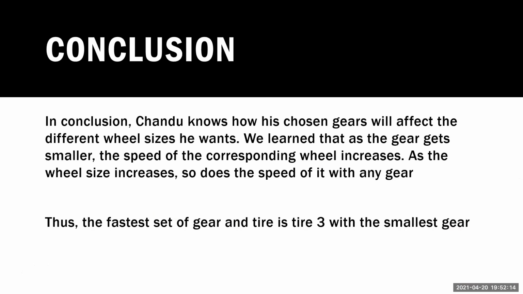All right, so in conclusion, our good friend Chandu has figured out, with our help, what gears and what tires he wants to go the fastest and the slowest. So we learned that as the gear gets smaller, the speed of the corresponding wheel increases, as long as you keep a constant acceleration or constant velocity. And as the wheel size increases, so does the speed of it with any of the gears. And thus, the fastest set of gear and tire is the biggest tire with the smallest gear.